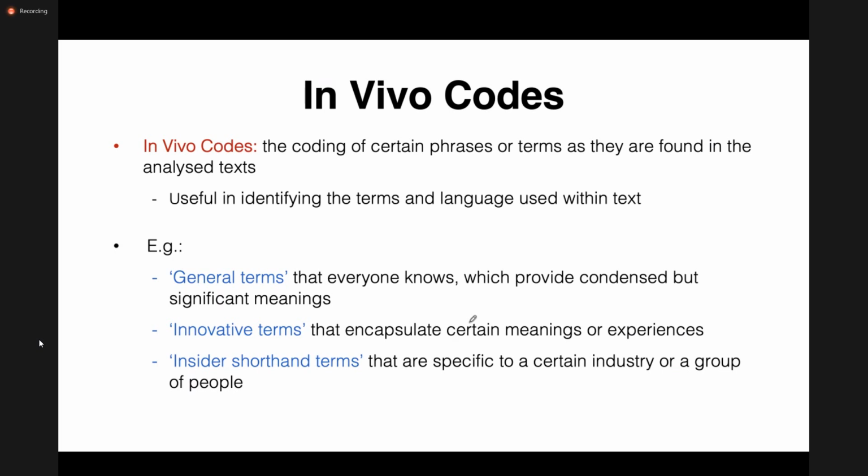Now, another type of codes that you might come across is known as in vivo codes. In our example, we went through our interview transcripts, we identified information segments, and we assigned codes using our own words to describe those ideas that we found in those information segments. On the other hand, in vivo codes, we use the same terminology, same phrases that is used in the document text as the code also.